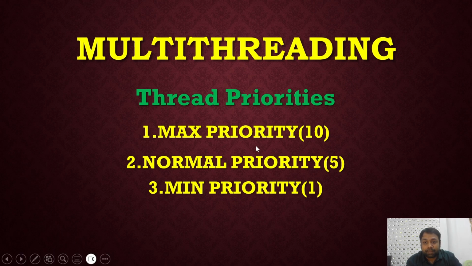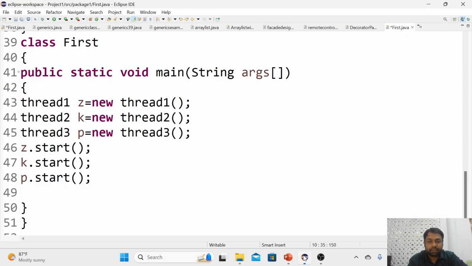I can assign different priorities to them. If I am calling the third thread but giving it the max priority, that particular thread will run first. After that, normal priority threads will run. After that, minimum priority threads will run. So this is what I am going to discuss right now: priorities of the threads, and where we should give the priorities to the thread.